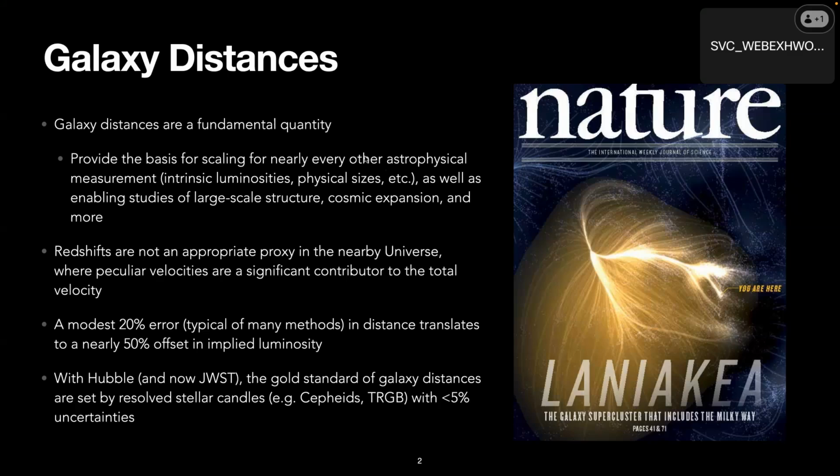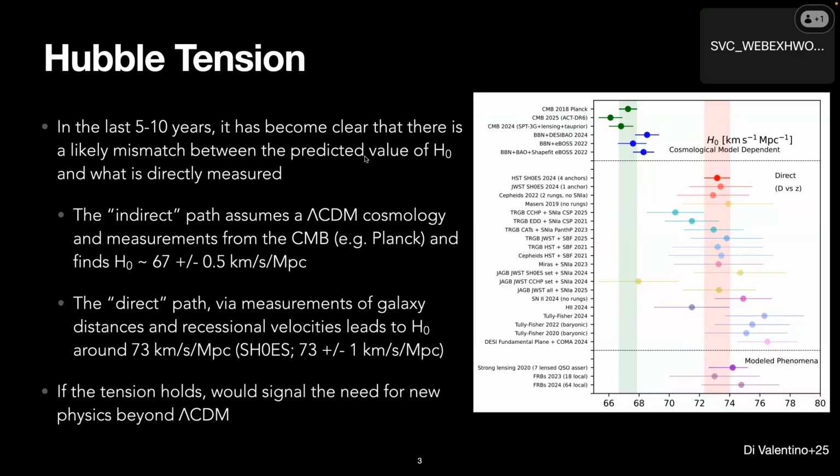Something like 20%, which is pretty typical of the Tully-Fisher relation or the fundamental plane, will result in a 50% offset in an inferred luminosity. But thankfully now, with Hubble and JWST flying, the gold standard of galaxy distances are resolved stellar candles, things like Cepheids and the tip of the red giant branch, which can get you 5% distances.